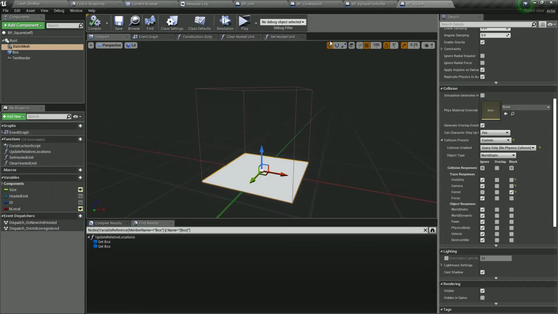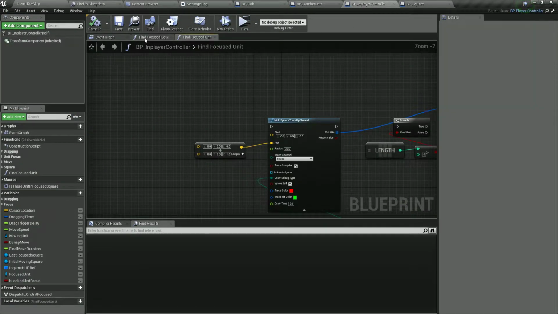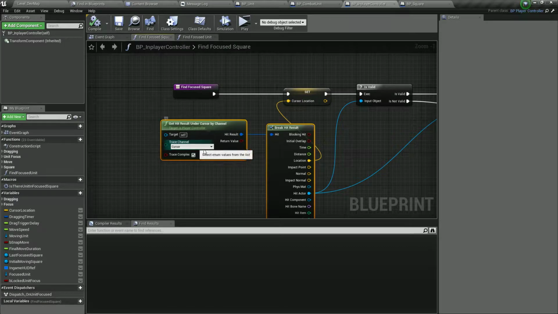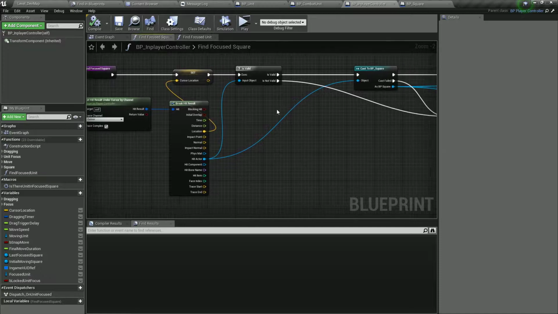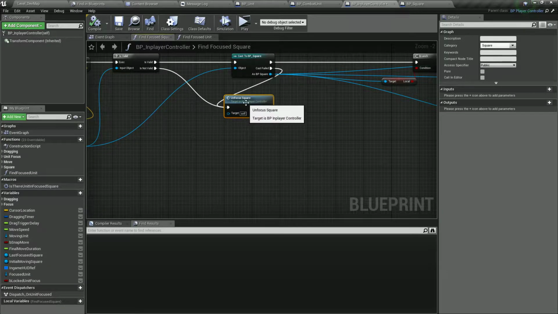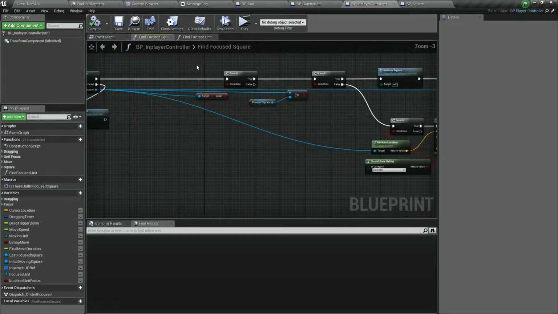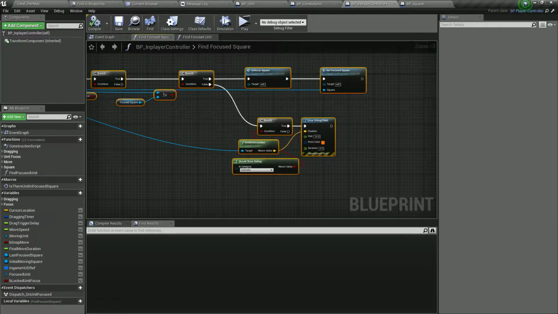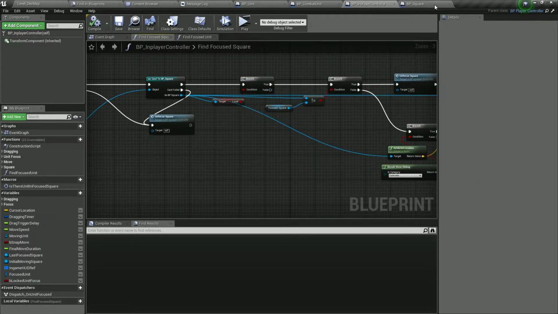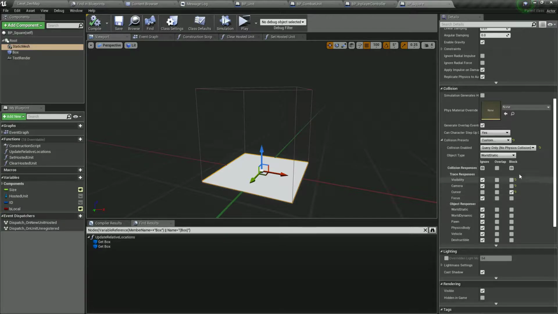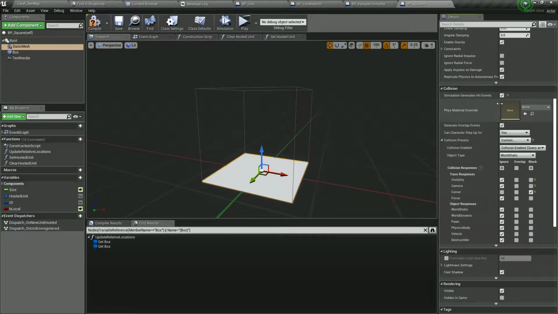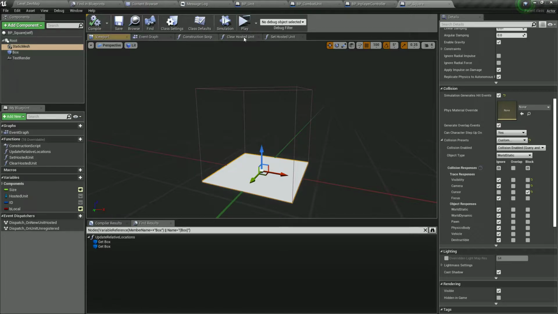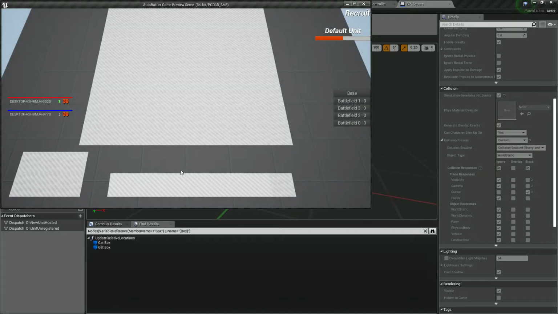And it doesn't work. I guess that's because we're tracing for cursor. If the hit actor is not valid, we're going to unfocus. If it's not a square, we're going to unfocus. So I guess there's something wrong with the collision. Collision enabled, generate hit events. I think that was the only thing I had to do to enable this.